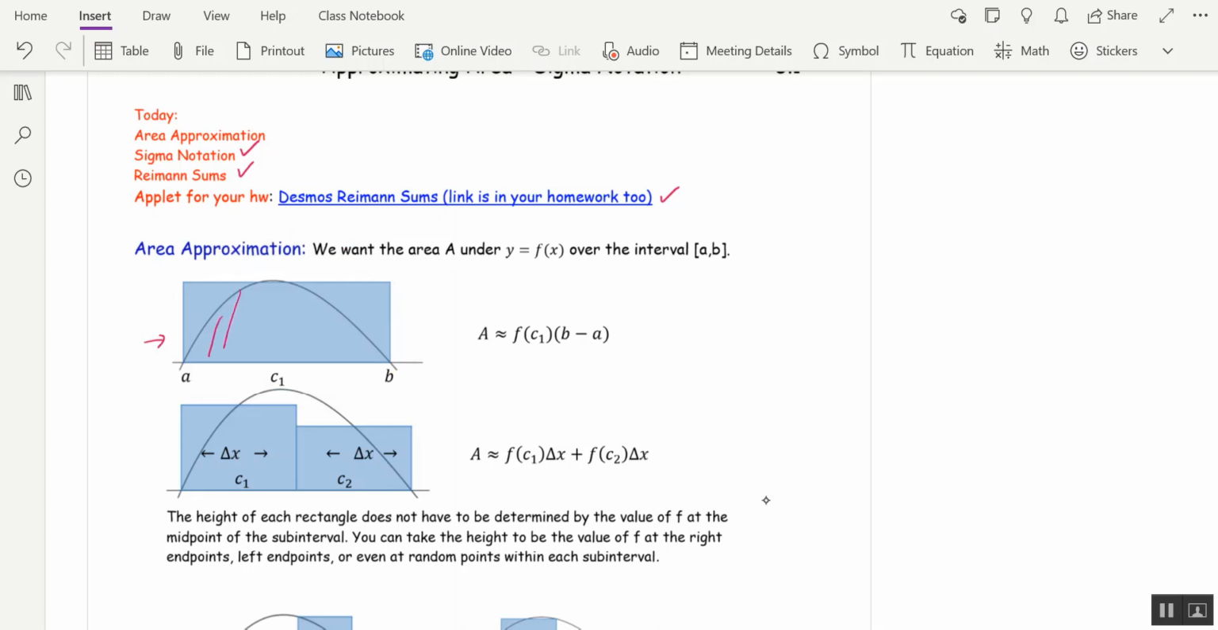So we want this area right here. One crude way to do that would be to find a point halfway between A and B, compute the height of the function at that point, and take that as the height of our rectangle, and the width of our rectangle will be the whole interval from A to B. So we'd be approximating the area under the curve with the area of that rectangle. And that's what you see here, f of C1 times B minus A.